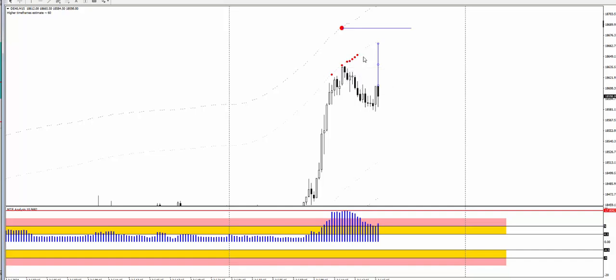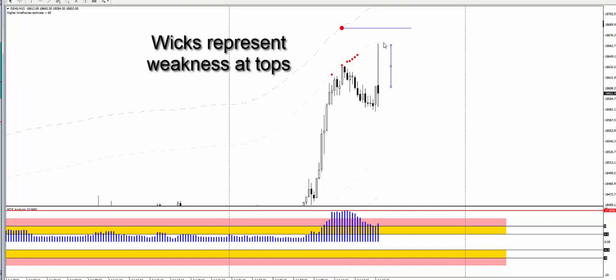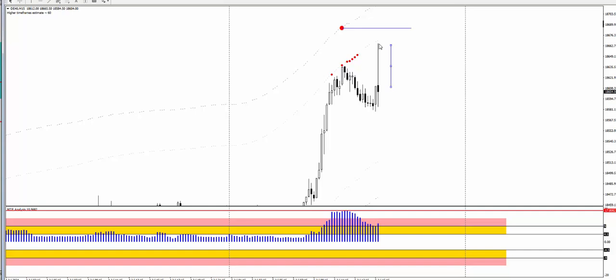We can look at that a little bit later, but now we've got this formation of this lovely long wick. So what does a wick represent? Well, a wick represents demand that was unable to keep price up, and you get this long wick because buyers couldn't sustain prices up here and the market sold off.